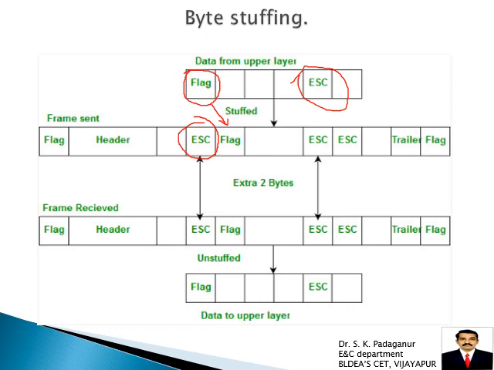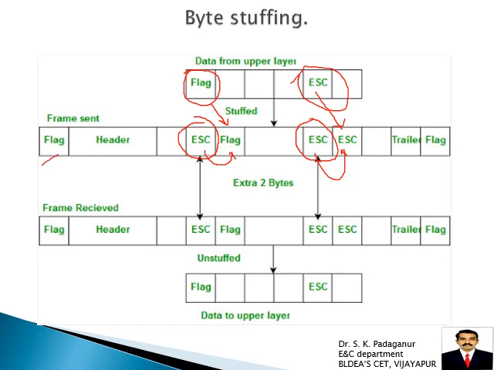Suppose the escape itself is there in the data, what happens? Again we'll just add the escape character. So whenever it finds the escape character in the data, it will assume that the next byte is data. So there is no confusion. Okay. So here, in data transmission, what happens?